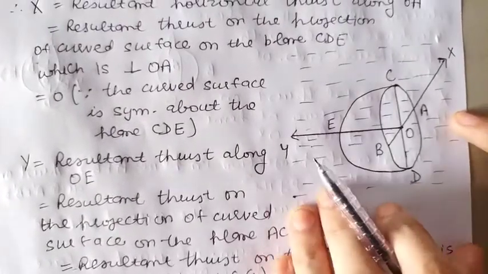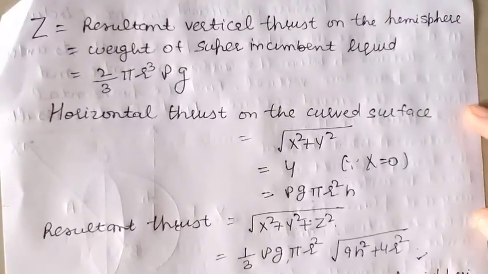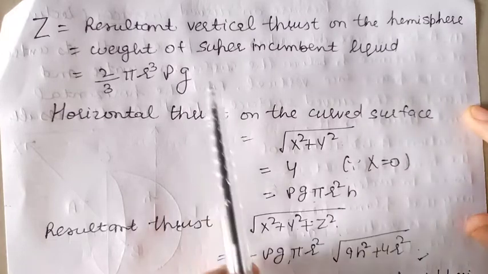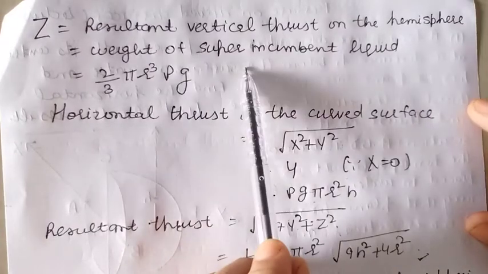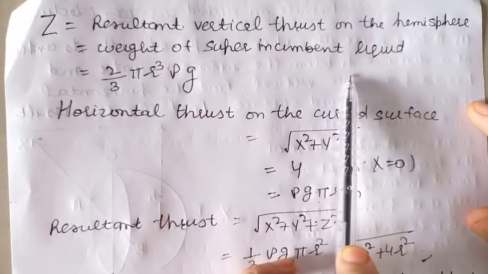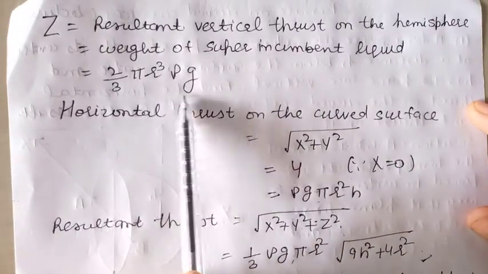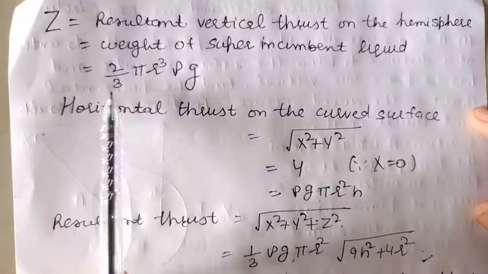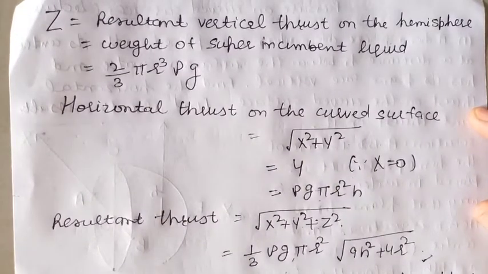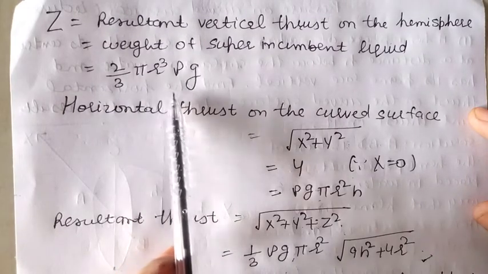Now it remains to find the resultant vertical thrust. We have denoted it by z, and by definition the resultant vertical thrust on the hemisphere will be the weight of the superincumbent liquid that fills this hemisphere. So this is given by volume into density into g. Volume of hemisphere is 2 by 3 pi r cube. Density we have taken as rho, so z becomes 2 by 3 pi r cube rho g.